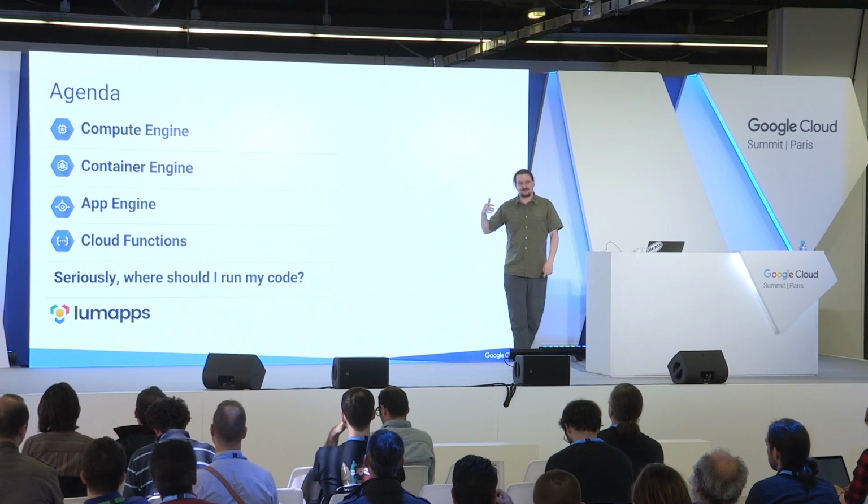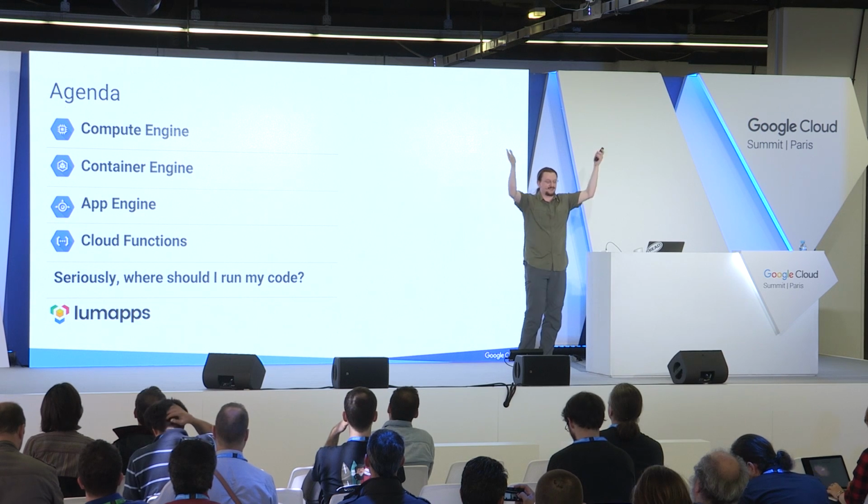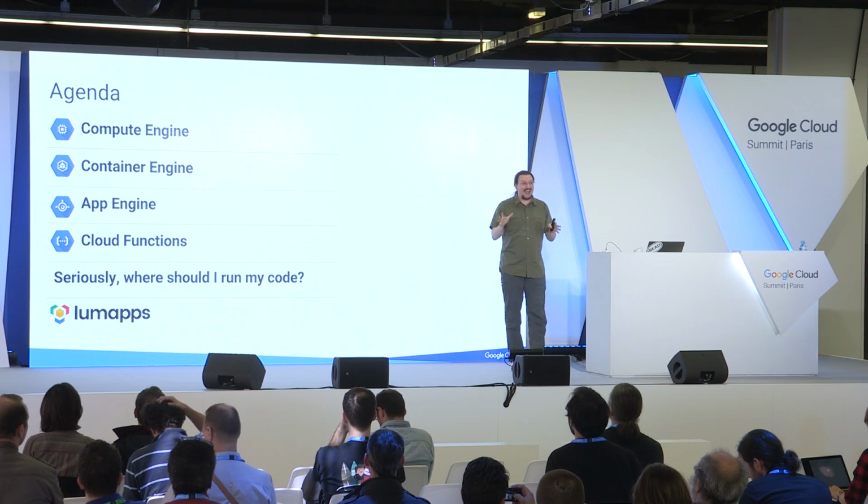And we're going to go, like I said, bottom up. So VMs, containers, PaaS, functions. And then actually answer the question, seriously, where should I run my code? And then we're going to have Eli from Lumapps come up and talk about their decision and how they decided between these before they existed.